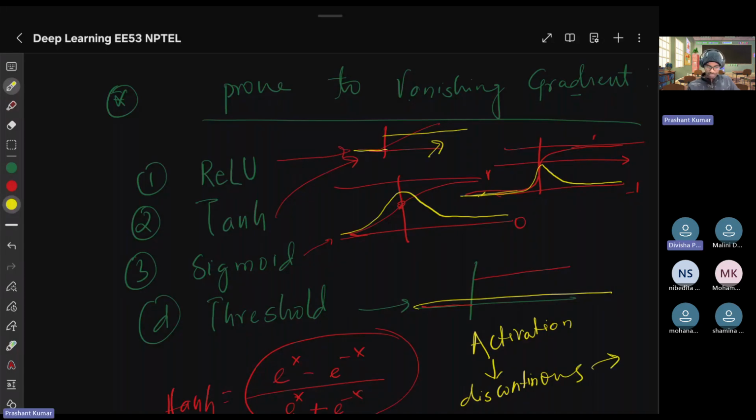They are discontinuous as well. They are providing, yes, the answer is ReLU. ReLU, is it? No, the answer is they are showing tanh. So I will come to tanh. Let's talk about continuous.